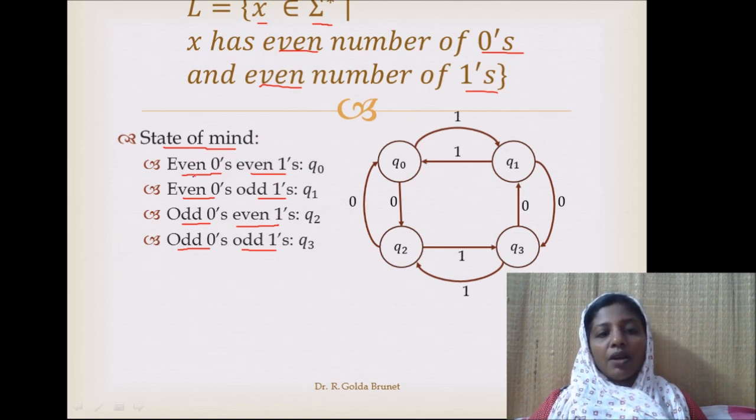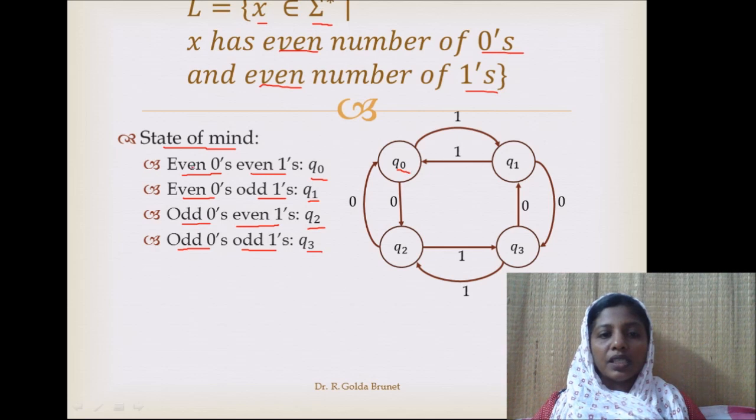So even number of zeros and even number of ones, let's denote by Q naught, and even number of zeros and odd number of ones, we denote as Q1. Similarly, Q2 represents odd number of zeros and even number of ones. Similarly, Q3 represents odd number of zeros and odd number of ones.